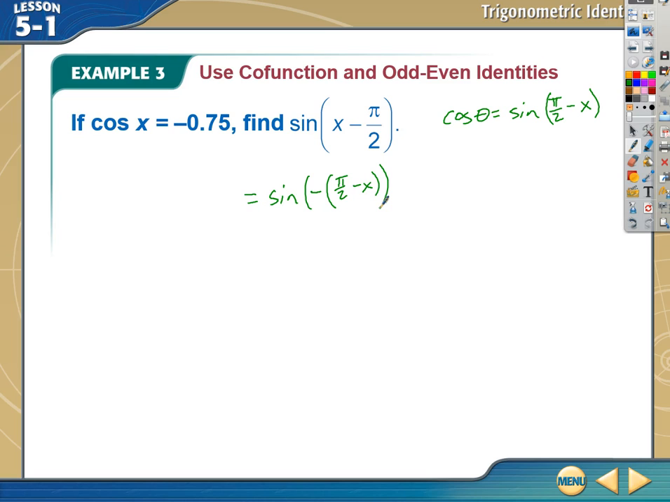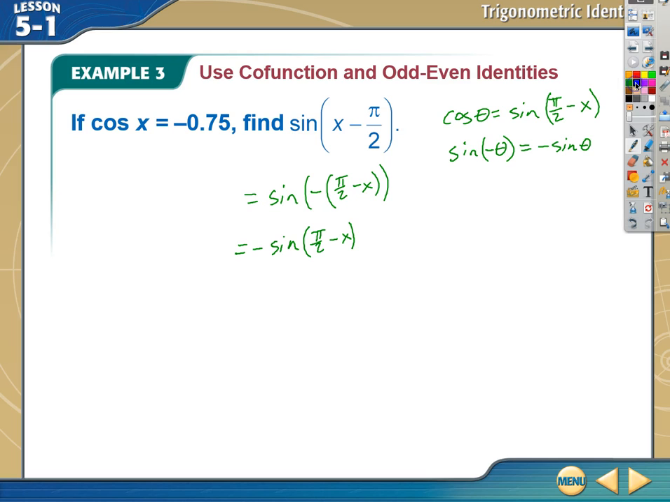Then if I look up in my odd or even identities, I see that sine of a negative theta is equal to negative sine theta. So I can take the negative that's here and put it on the outside, because that's a property of sine being an odd function. Now I can say this is equal to a negative sine of pi over 2 minus x.